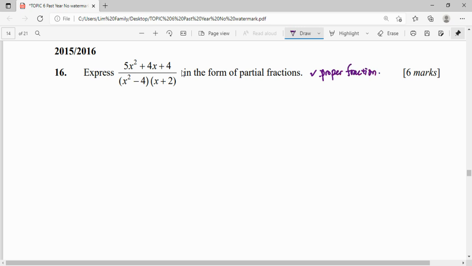Therefore, we proceed to the second step, where our denominator, our divisor here, should be in factorized form. Given our divisor, you can see x squared minus 4 and x plus 2. The quadratic can be factorized completely, which is x minus 2, x plus 2. So we must make sure our divisor is in the complete factorized form. You can see we have three factors here, where the first factor is the linear factor x minus 2. Meanwhile, the second and third factors are the same, so these are repeating factors. Only then do we proceed to express our fraction into partial fractions.